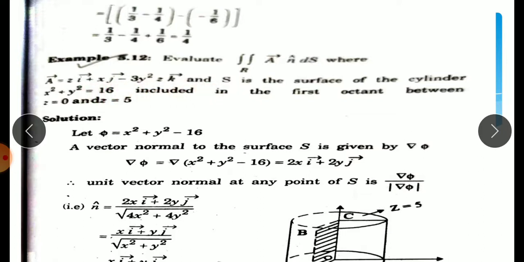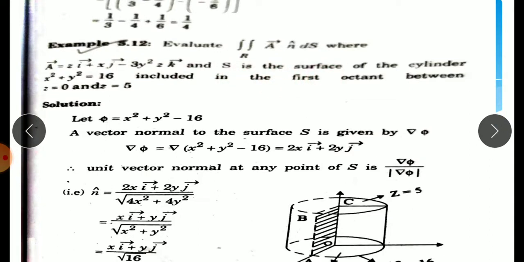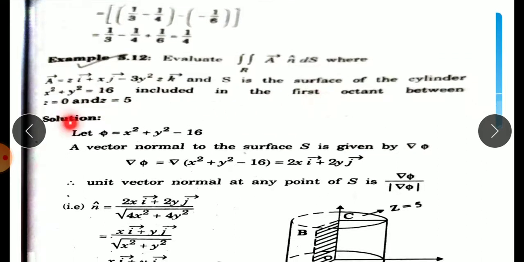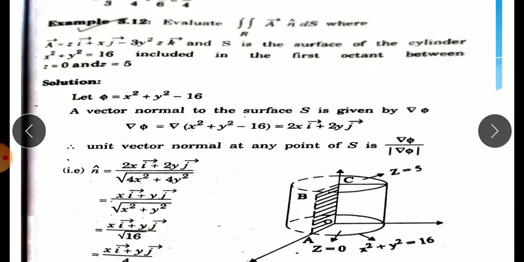If it is like that, we can find out that it is a surface integral problem. So a vector and s is a surface of the cylinder. In the question itself they have given the word surface. Cylinder they have given, and they have the region also. They have given x squared plus y squared equal to 16 included in the first octant between the limits also they have given. Okay, here also they are giving the first octant, but the limits they have given as 0 to 5. So here we will see where the first octant lies.